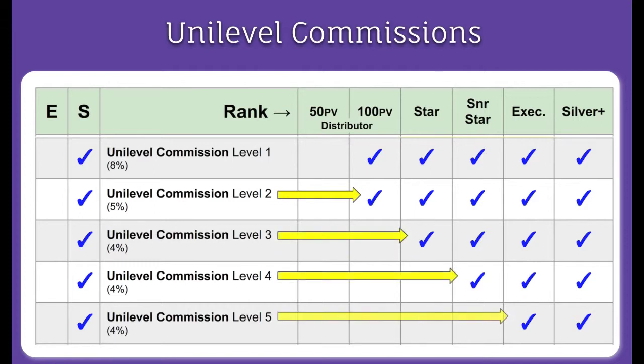As you can see in the table, by having a 100 PV order, you can earn 2 levels deep. The star rank will earn 3 levels deep, senior star 4 levels deep, and from executive rank and above, you will earn Unilevel Commissions on 5 levels.